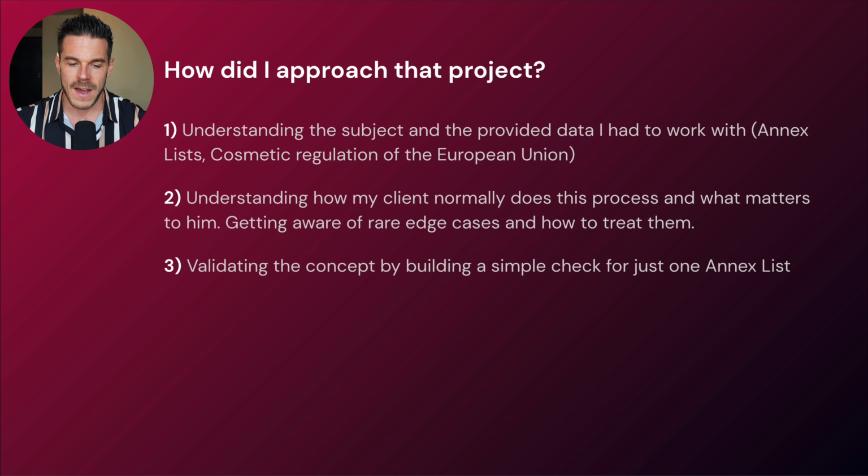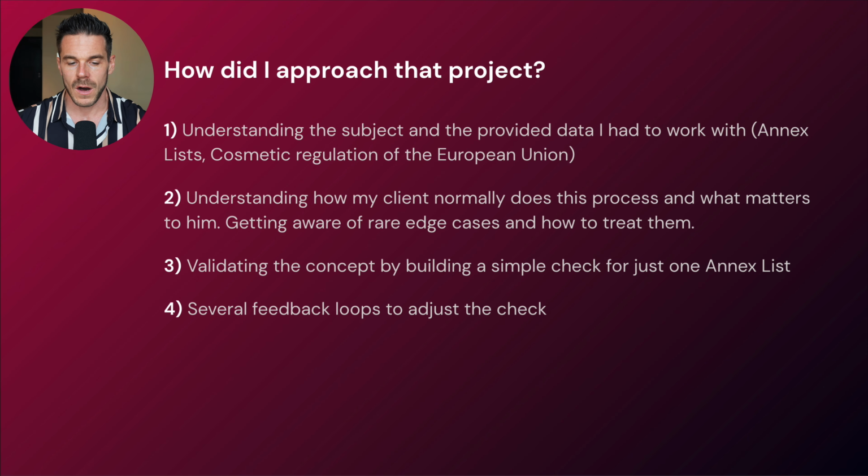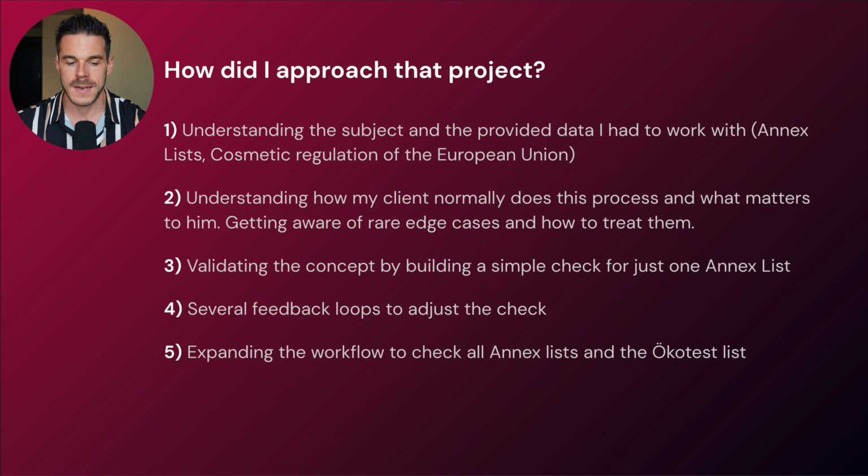After that, I validated the concept by building a very simple check for just one annex list. Okay, so we tested it out with one list, and then we said, okay, if it works for one list, we can also further develop that to check all the other annex lists as well. After that, we had several feedback loops to adjust the check and to make sure that also the edge cases are included. And then in number 5, we expanded the workflow to check all annex lists and also the so-called Öko test list. And this is just a German thing, but it is basically just another list full of rules that apply to imported beauty products.